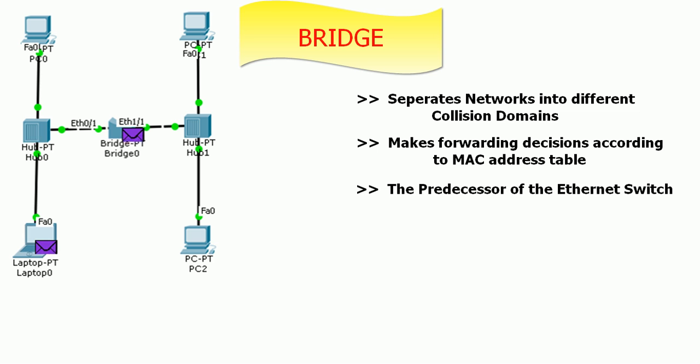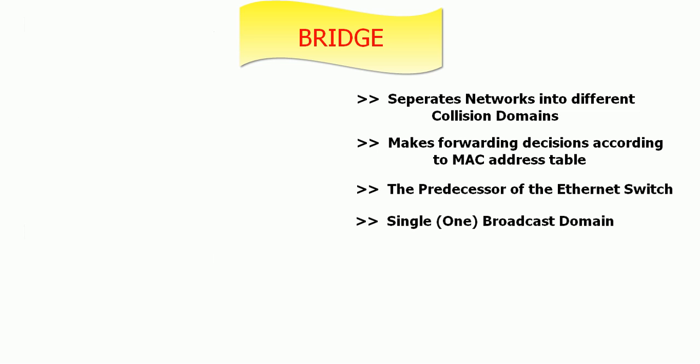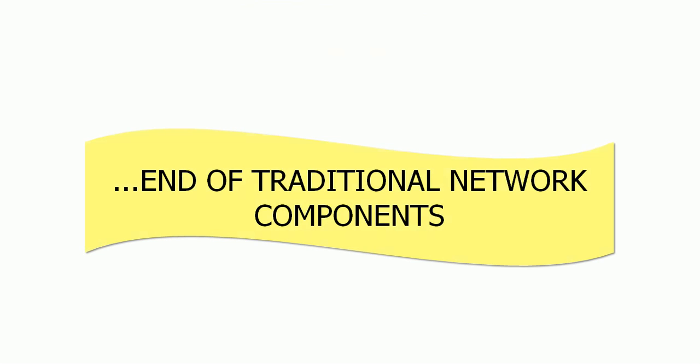A bridge is also called the predecessor of a modern Ethernet switch. The main difference between a bridge and a switch is that the switch forwards packets much faster and it has many more ports than a bridge. Like other legacy devices, a bridge also has a single broadcast domain. We cannot block broadcast with a bridge. Here we end with the traditional network components.